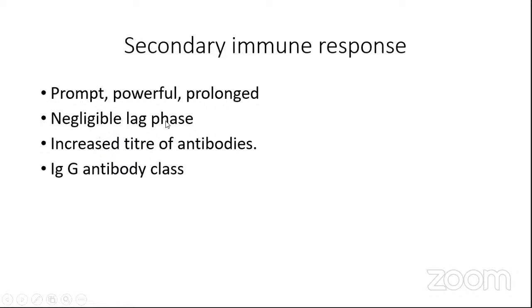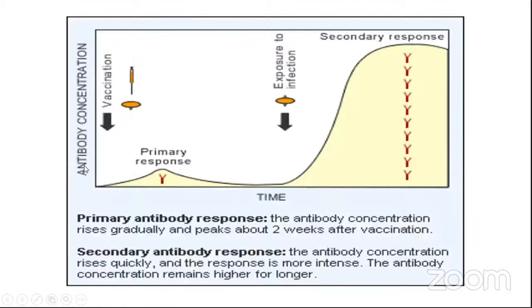As soon as the antigen enters the body, immediately the antibodies will be produced without any lag phase, and the amount of antibodies produced will also be increased, and the class of antibody produced will also switch over from IgM to IgG. So this is the primary response, about the lag phases, and the antibody is very minimal. Whereas when they are exposed for the second time, without any lag phase, they are increased, and the amount of antibodies is also produced in large quantities.